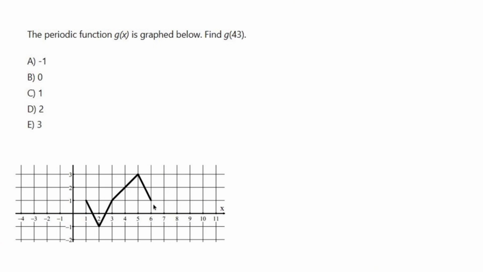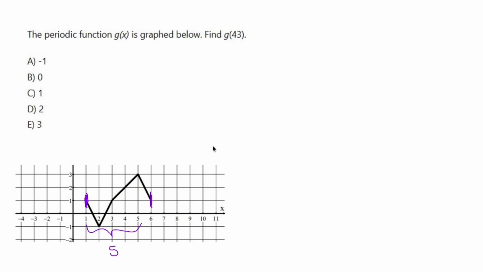Fun stuff. The periodic function g of x is graphed below, so this is going to repeat the same exact way. I'm not even going to attempt to draw it, but it's going to repeat the same exact way every however many. What is g of 43? Well, the period of this is going to be 6 minus 1, which is 5, which means this whole process repeats every 5 units. So if I wanted to find out what g of 43 is, the last thing I want to do is try to draw this all the way out to 43. So let's use common sense.